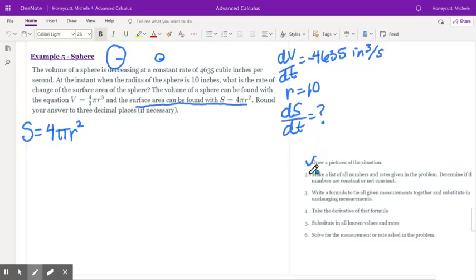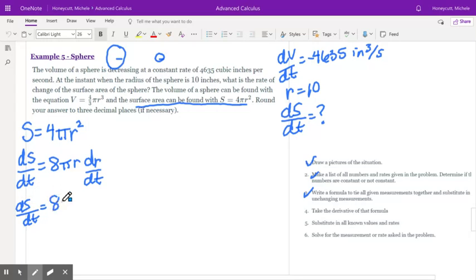So I did this, made a list, wrote a formula. Now it's time to take the derivative. Derivative of S will be dS/dt. Derivative of 4 pi r squared is 8 pi r dr/dt. Let's see, what do we know? dS/dt is what we're solving for. 8 pi, do I know r? Yes, I know r to be 10, but I don't know dr/dt. I have to find dr/dt.